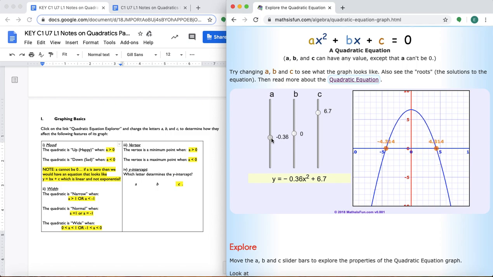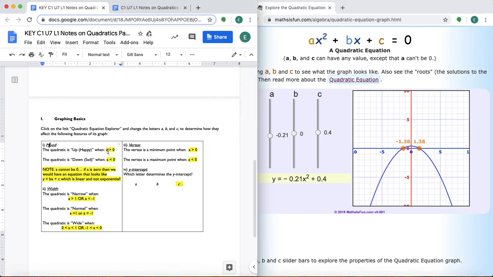But if I change a, when a is a negative number, it's facing down, so it's a sad face. But when a is positive, it's a happy face, or I guess you could say a smile, an upward facing one. So the a value, when it's greater than 0, when it's positive, it's going to be happy, and when it is negative, so less than 0, it's going to be sad. No, a cannot be 0, because if a is 0, then we would have an equation that looks like y equals bx plus c, which is linear and not quadratic. Let me change that.